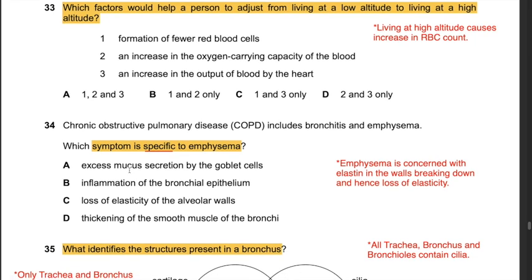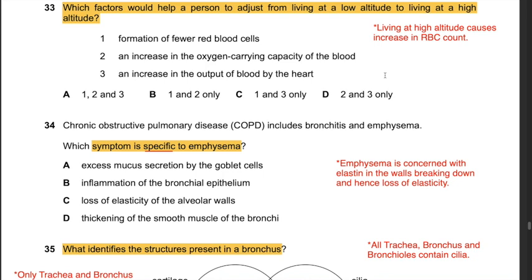Question 33. Which factors would help a person to adjust from living at a low altitude to living at a high altitude? 1. Formation of fewer red blood cells. 2. An increase in the oxygen carrying capacity of the blood. 3. An increase in the output of blood by the heart. Living at high altitude causes an increase in the red blood cell count, not a decrease. Since factor 1 talks about formation of fewer red blood cells, that is incorrect, because living at high altitude leads to formation of more red blood cells.